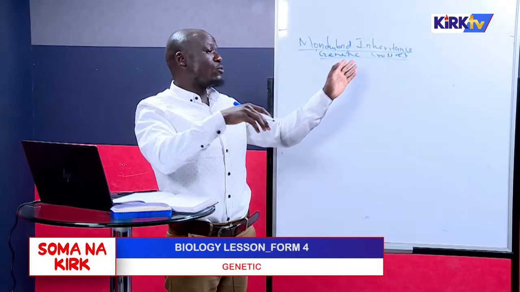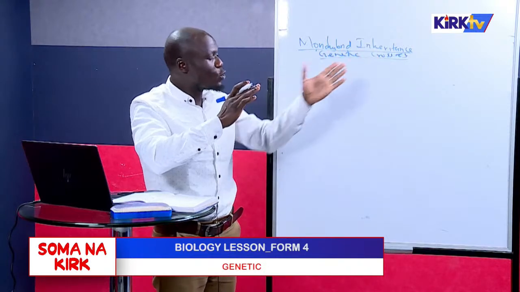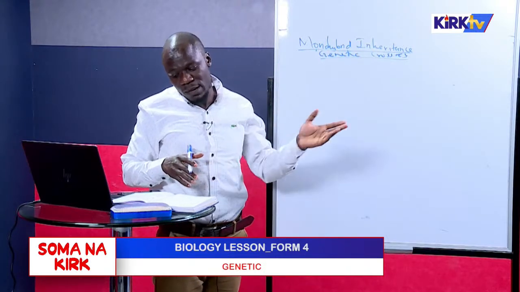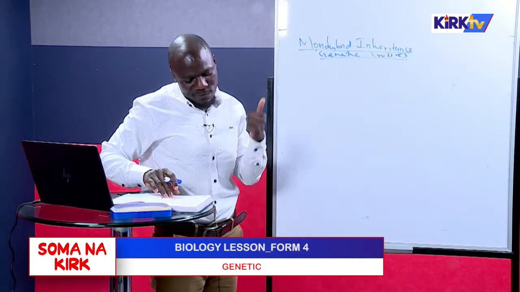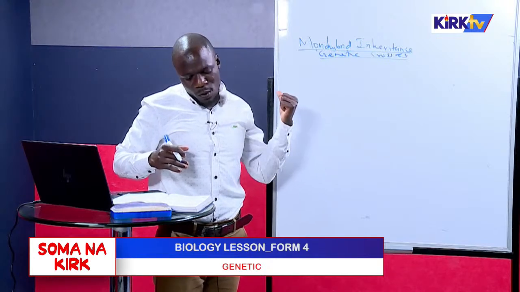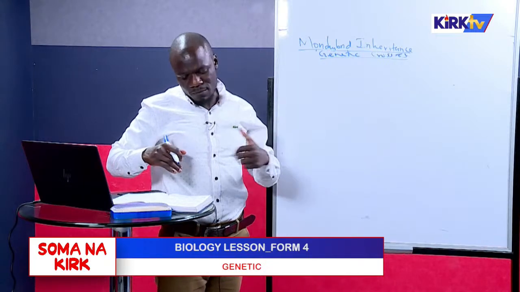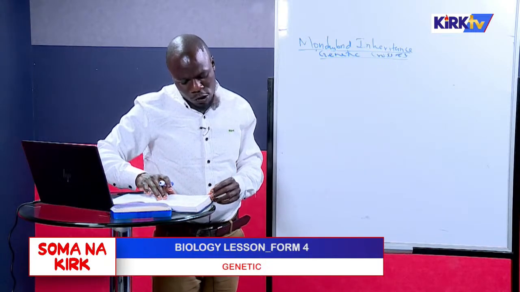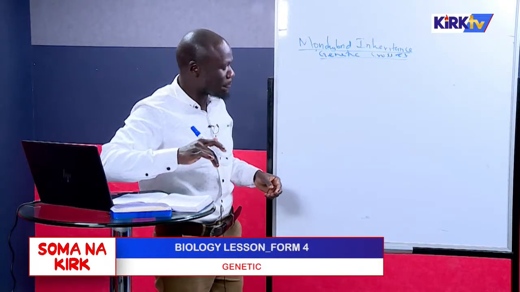Of course, I will tell you that we have two ways of representing it. Somebody can use genetic crosses. Another can use what is called a Punnett square. For this one, we just want to learn how we can represent genetic crosses. Maybe later on, you will also learn how the same can be represented in a Punnett square.